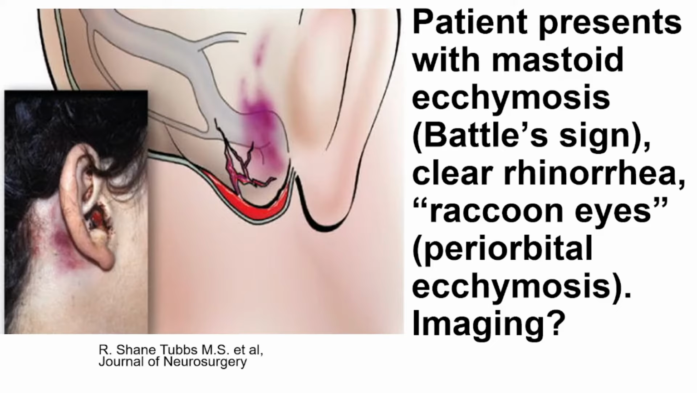So moving on to some specific cases, let's say a patient is presenting with mastoid ecchymoses, clear rhinorrhea, raccoon eyes, also known as periorbital ecchymoses. So what is your diagnosis and the next step in imaging that you want to obtain?